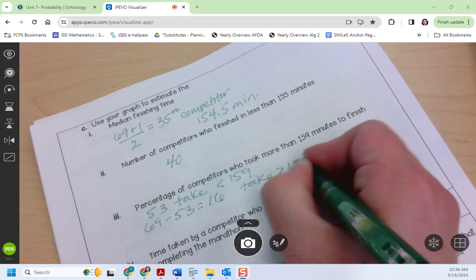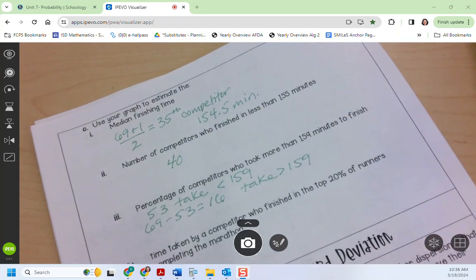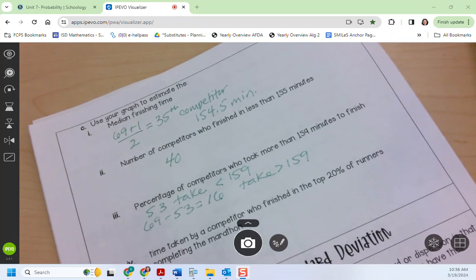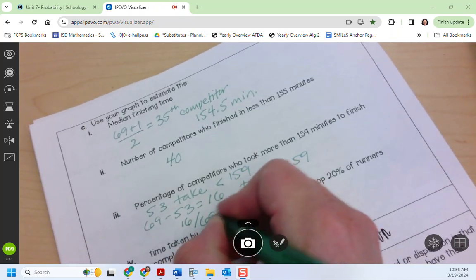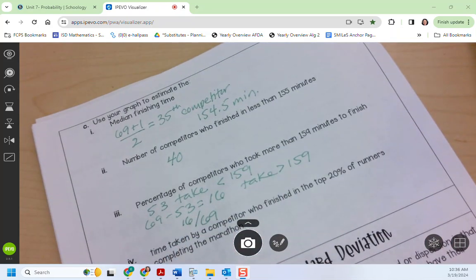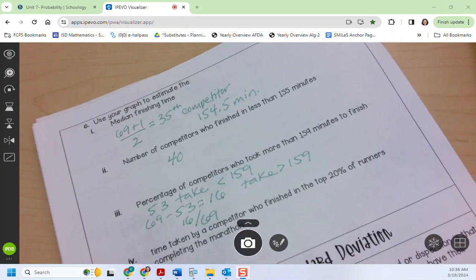And then I need to calculate that as a percent. So that would be 16 out of 69. Can you guys calculate that real quick? Are you getting 23.2? Okay. 23.2%.